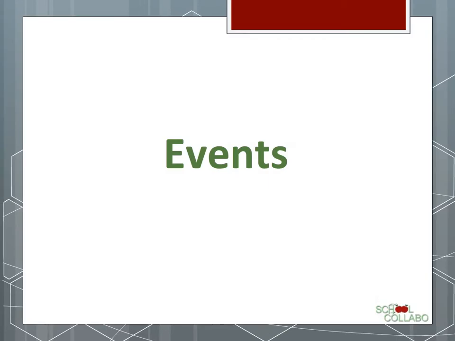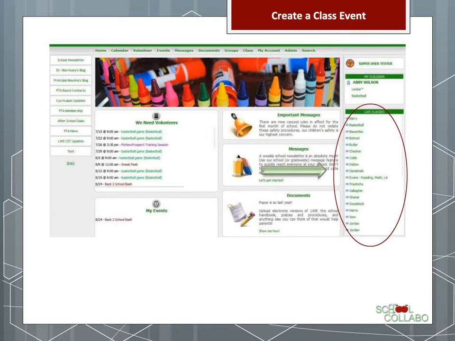There are two types of events in School Collabo: class events and non-class events. In this module, we will focus primarily on class events. The examples discussed here also apply to non-class events. Only a teacher, room lead, or super user can create a classroom event. Only a super user can create a school-wide event.